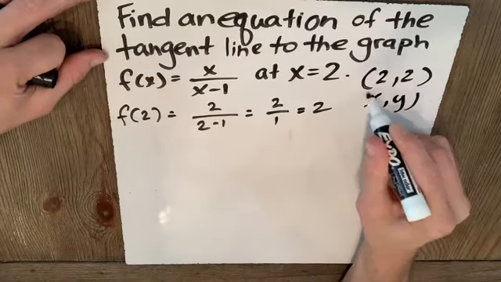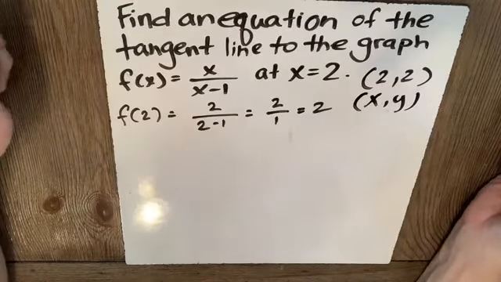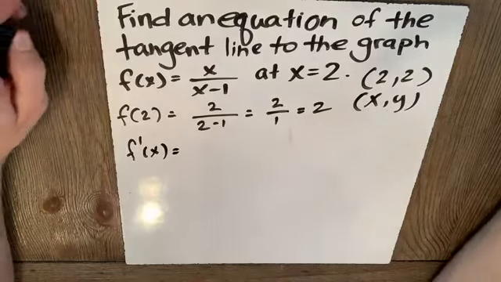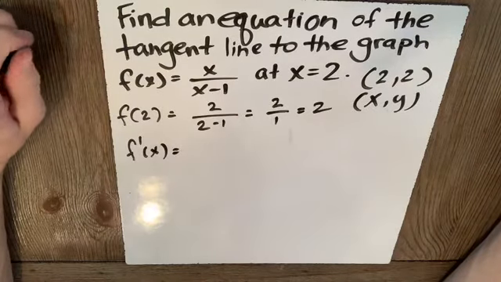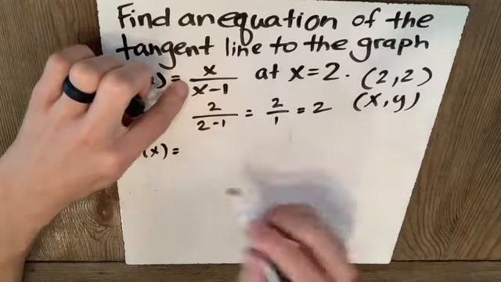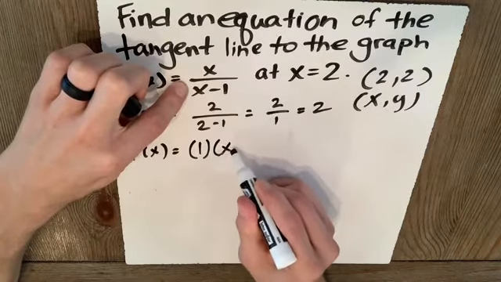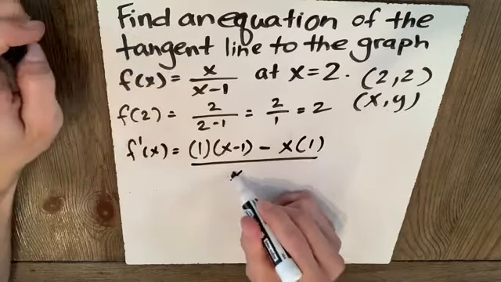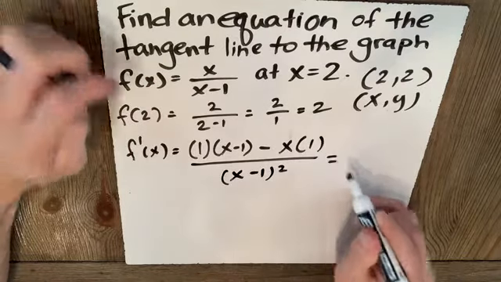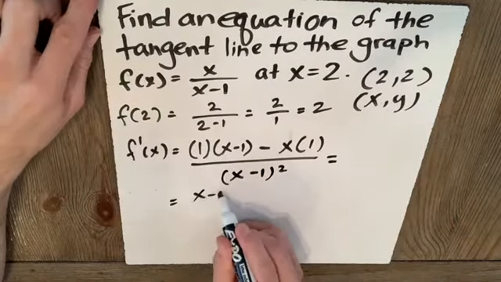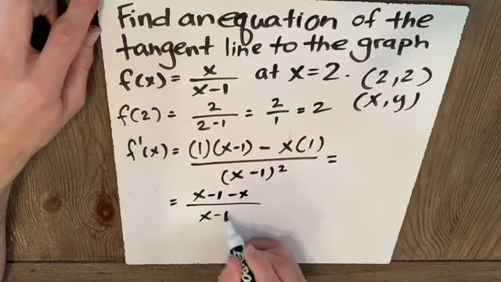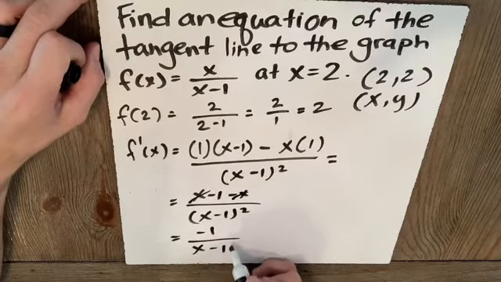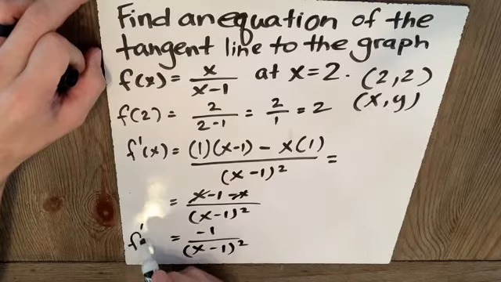There's an xy point. So we're halfway there if we're going to substitute into y equals mx plus b. So our derivative here will give us our tangent line slope. And recognize we're going to have to use the quotient rule here. Derivative of the numerator times the denominator minus the numerator times derivative of the denominator, over the denominator squared, gives us x minus 1 minus x over x minus 1 squared, which is negative 1 over x minus 1 squared. That is f dash of x.